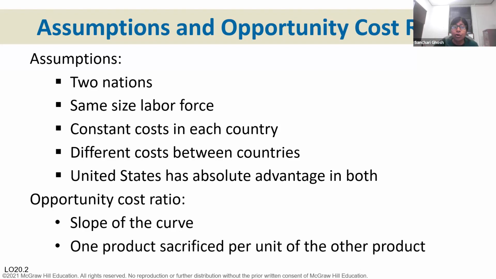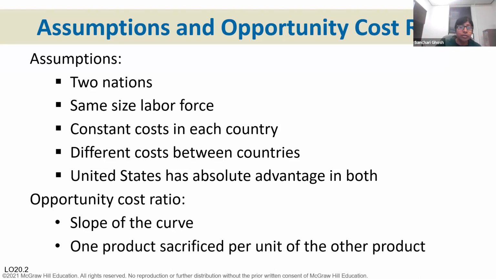Let's say there is a different cost between countries. Constant costs mean that their opportunity cost slope is constant. So 1 unit of this is 2 of that, and the ratio is always constant. It's not changing. The slope, in other words, is constant, so we have a straight line according to our algebra. But the United States has an absolute advantage in production of both commodities.